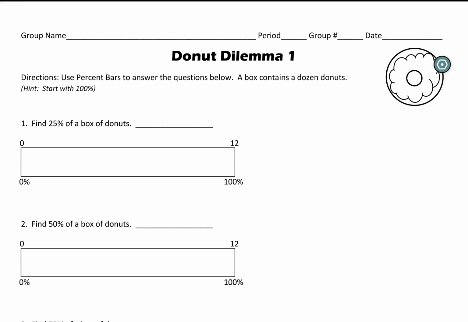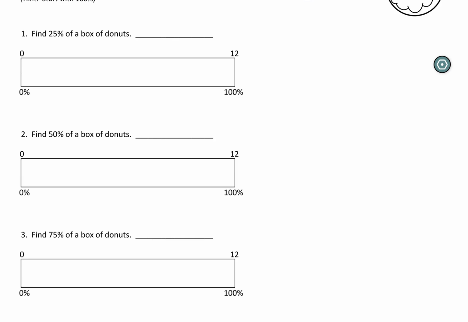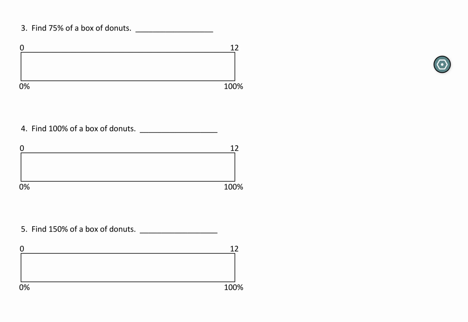All right, so Donut Dilemma 1 says use percent bars to answer the questions below. A box contains a dozen donuts. So that means an entire box would be 12 donuts. And our hint says start with 100%. So that's actually going to be question 4 is 100%.